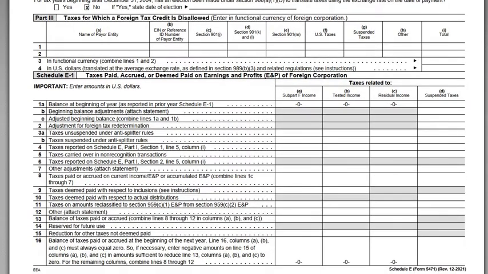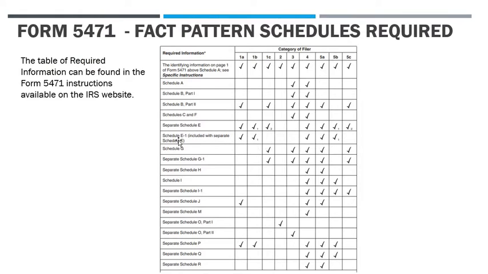Okay, so if we look at our required information chart here, to see when this is required, we can see these two line items. They are separately stated. We have Schedule E and then Schedule E-1, included with a separate Schedule E. So when is the E-1 included? E-1 is required when we have a 1A, 1B, or a 4, 5A, 5B filer, right? So if we have one of those categories of filers, then we need to include the E-1 schedule.